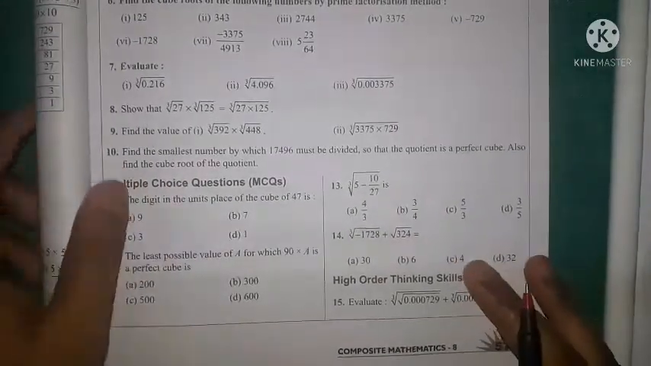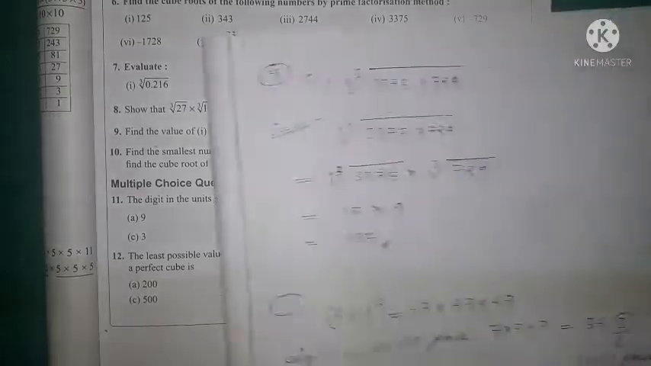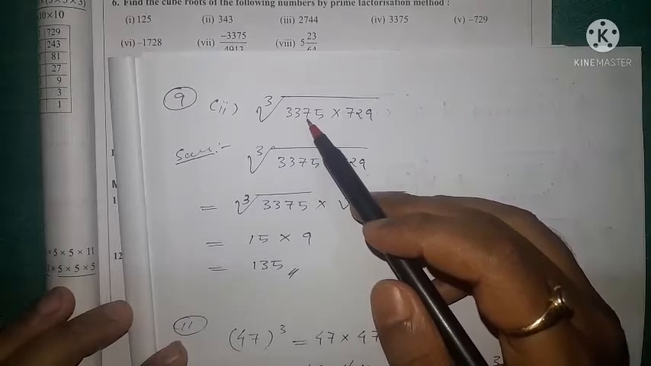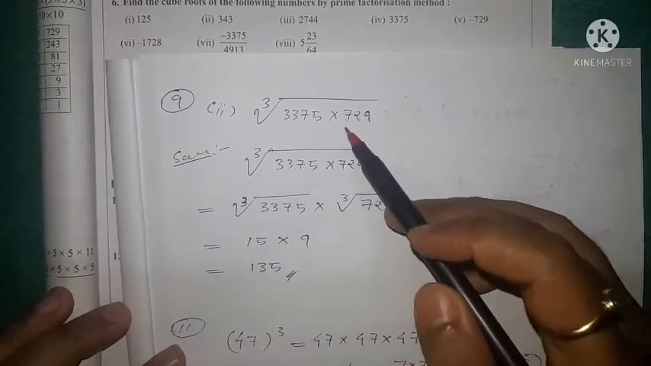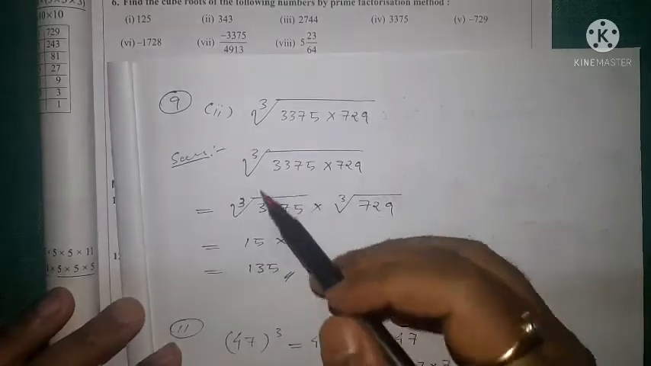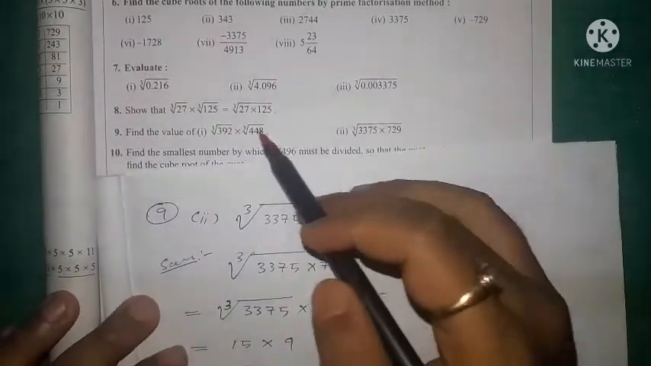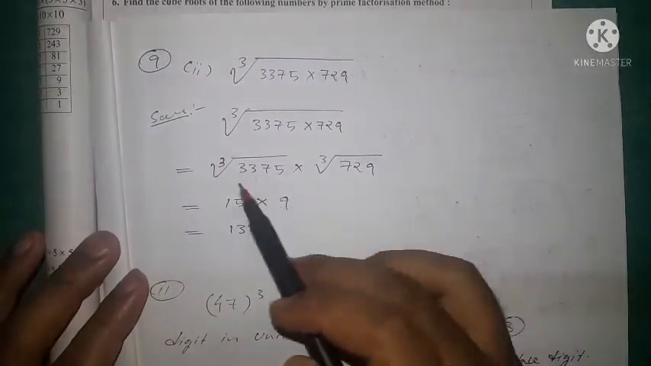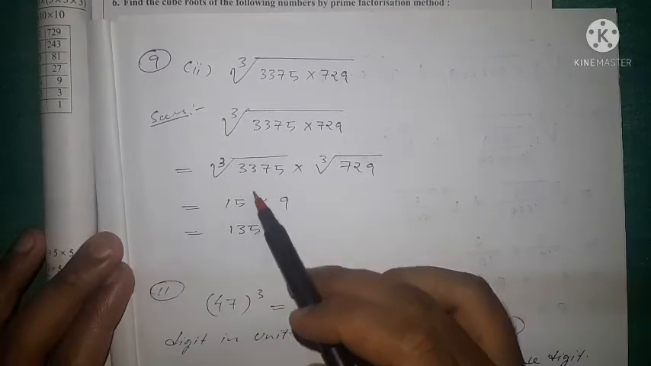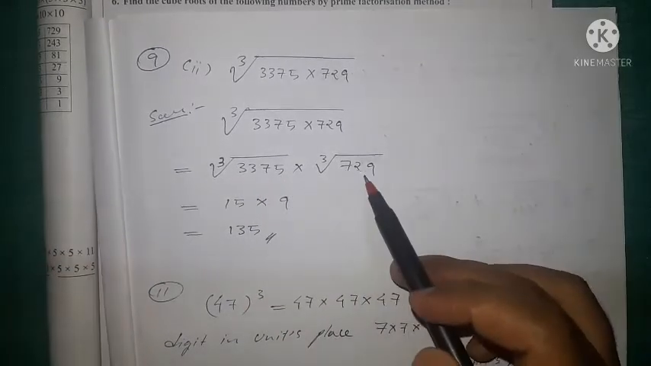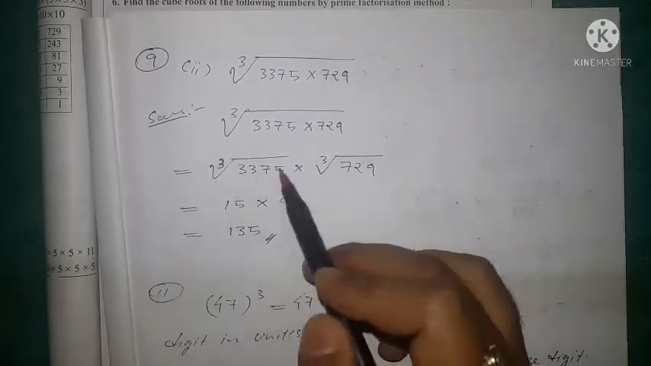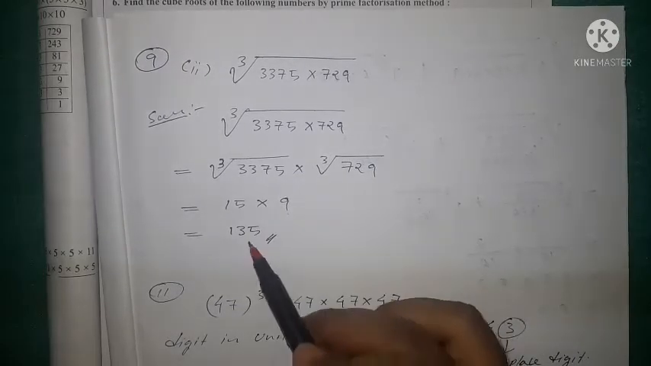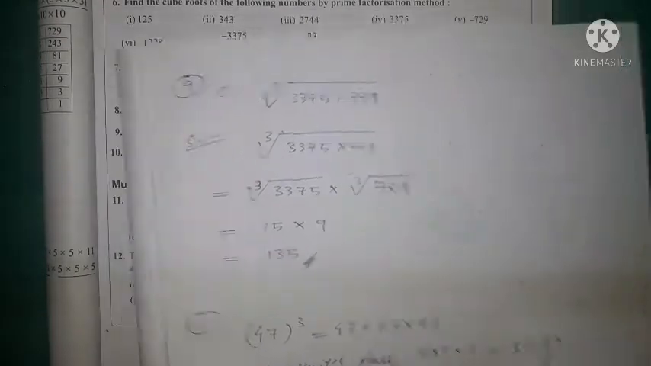Then question number 9, that is Roman number 2. It is given to find the cube root of 3375 into 729. As we can follow this property that we have used now in 8, that means we can separate the cube roots. So if we separate the cube roots, it will be like this: cube root of 3375 into cube root of 729. So the cube root of this one is 15, as we already know, and the cube root of this is 9. So therefore 15 into 9 is 135. So 135 is the answer.